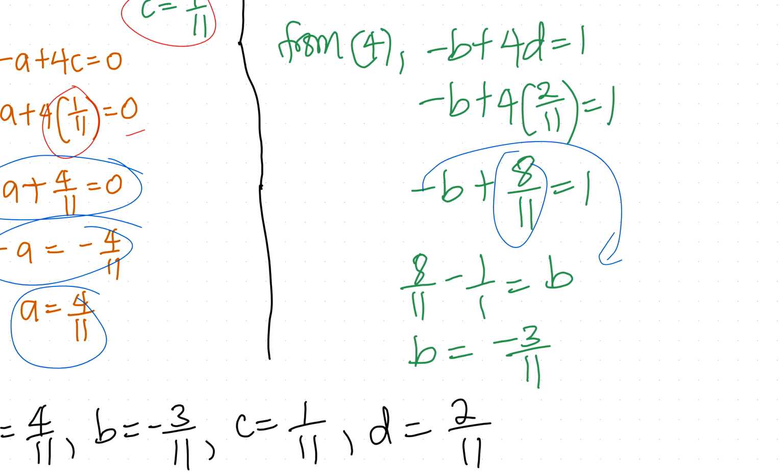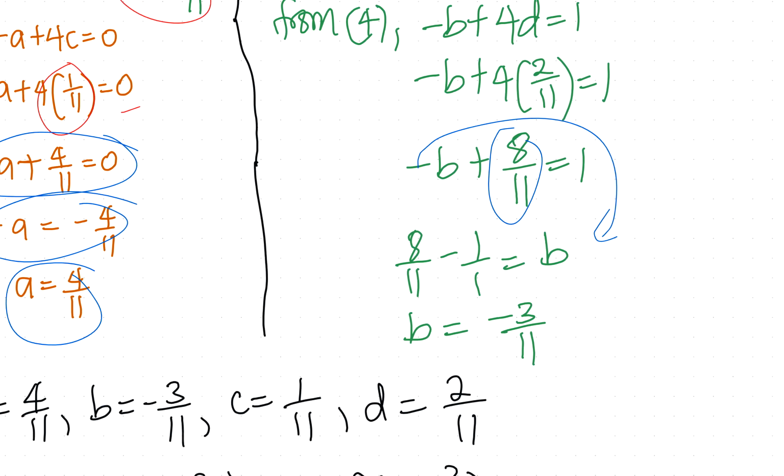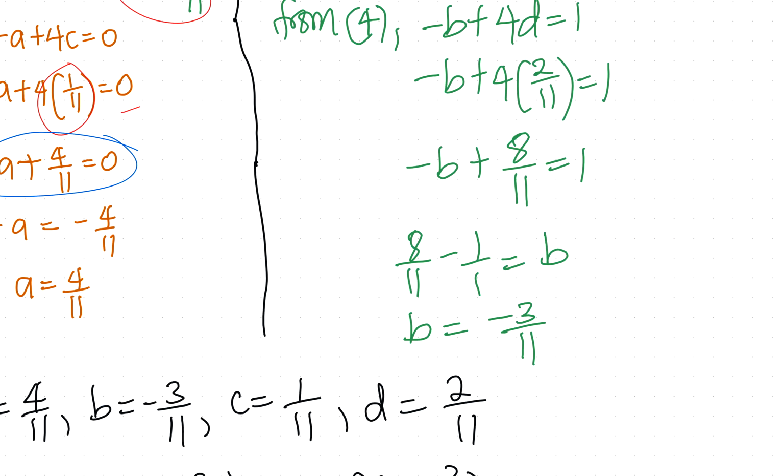And the LCM, of course, 8 over 11 minus 1 over 1 minus 1 over 1. The LCM is 11. 11 in 11, 1 times 8. That's 8 minus 1 in 11, 11. That's this. So 8 minus 11 minus 3 over 11. So with that now, we have got A, B, C, and D. And we can state that.